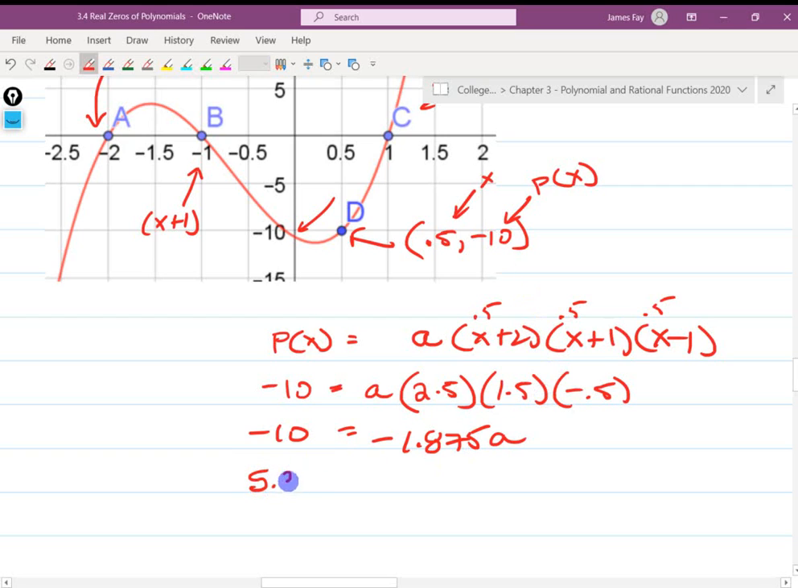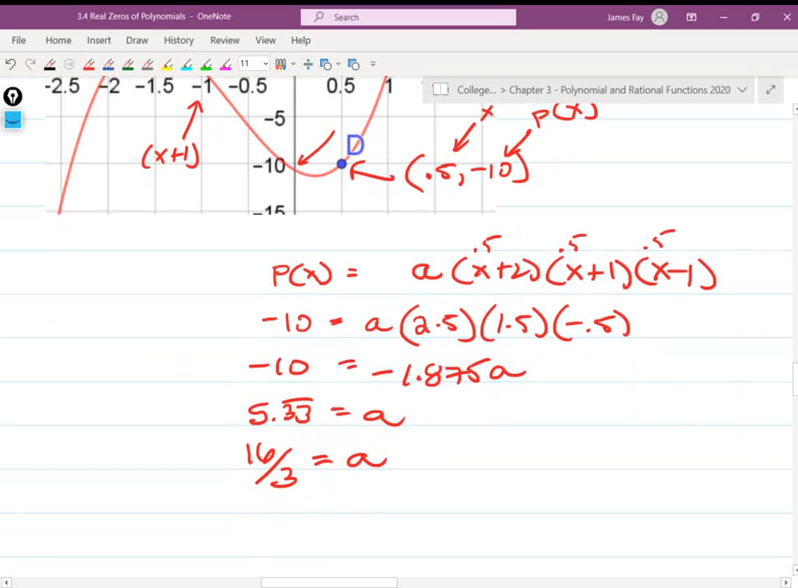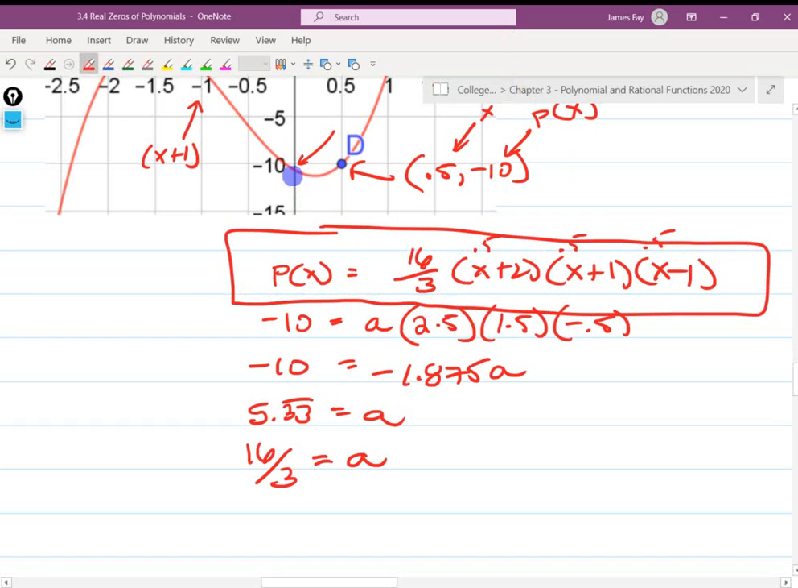Now it gives me 5.3 repeating. But 5.3 repeating is what, 16/3? I don't want to use 5.3 repeating because I have to shorten that at some point, and then I don't really have the right a value. But now a is 16/3. So then this would be the polynomial that has those zeros, but also passes through point D. Does that make sense, everybody?